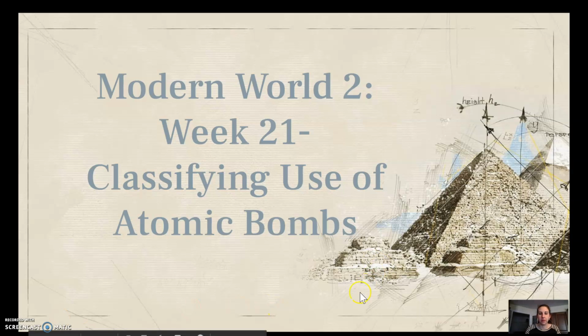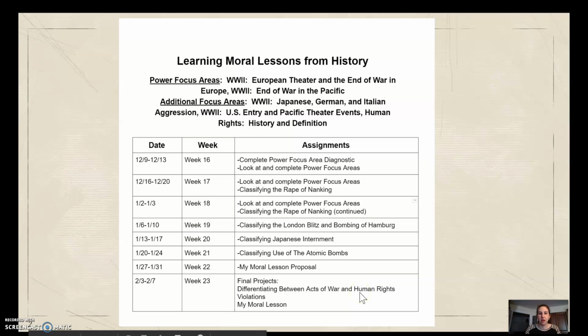Okay, so this will be the last lesson in terms of learning moral lessons. So we did Rape of Nanjing, the London Blitz, the Japanese internment, and now the atomic bombs. Okay, so then you're going to take one of these and use this for next week to make your lesson proposal, which we'll get into. Like I said, this will be the last moral lesson essentially that we'll be learning.